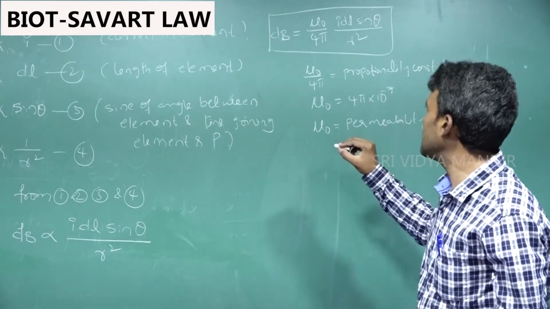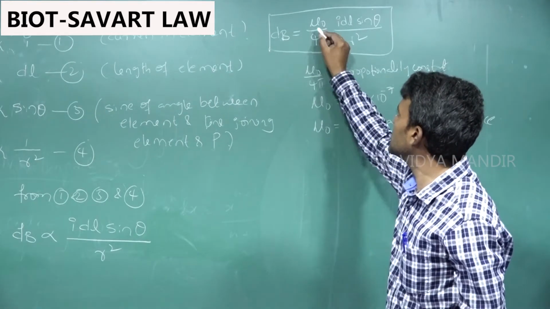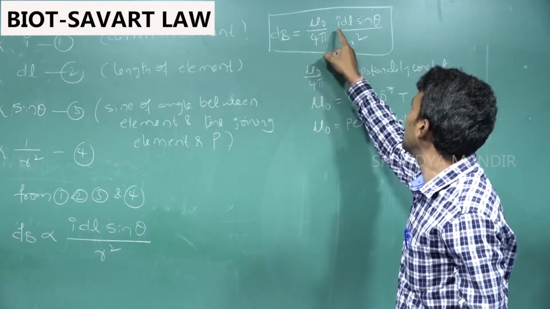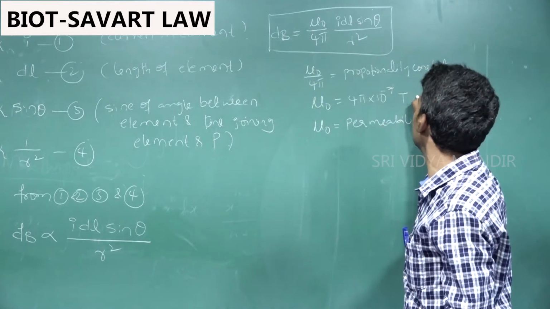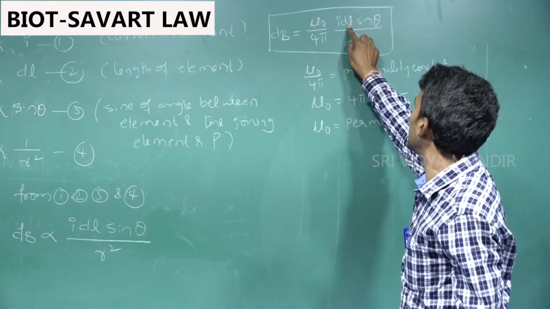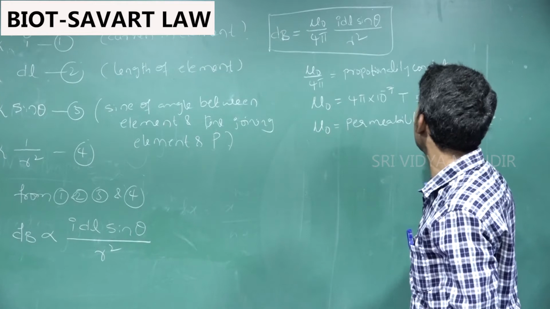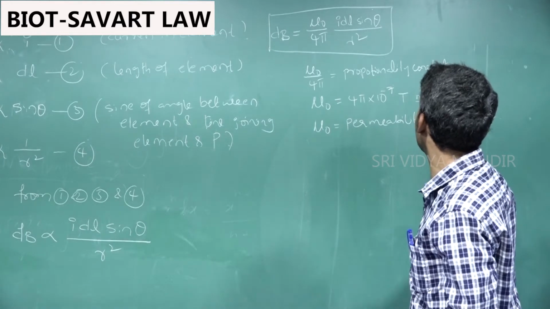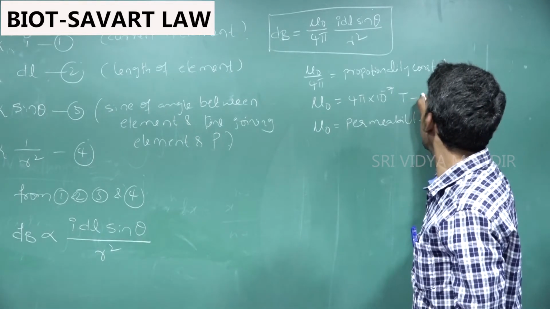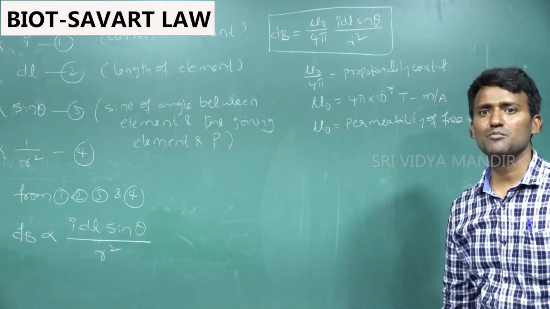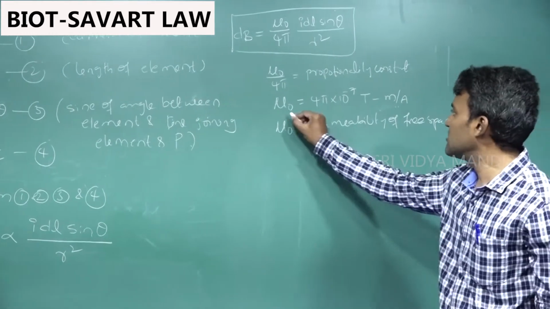And what are the units? The unit of dB is Tesla, the magnetic field. r square is meter square, and the length is in meters. The current unit is ampere, which comes in the denominator, so the meters get cancelled. The units are Tesla meter per ampere. That is the mu naught value.